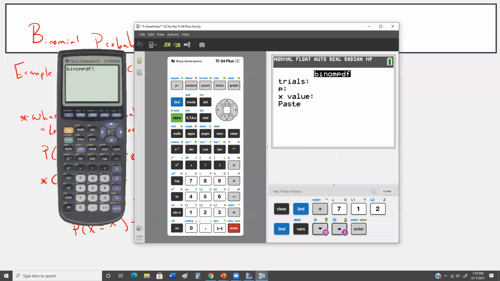So the TI-84 makes it a little bit easier. The TI-83, you're going to have to just remember this. So you're going to have to write this down. Okay. So the first thing it asks for is the number of trials. Okay. So that was how many shots LeBron James was going to shoot. So how many did we say he was going to shoot? 10.